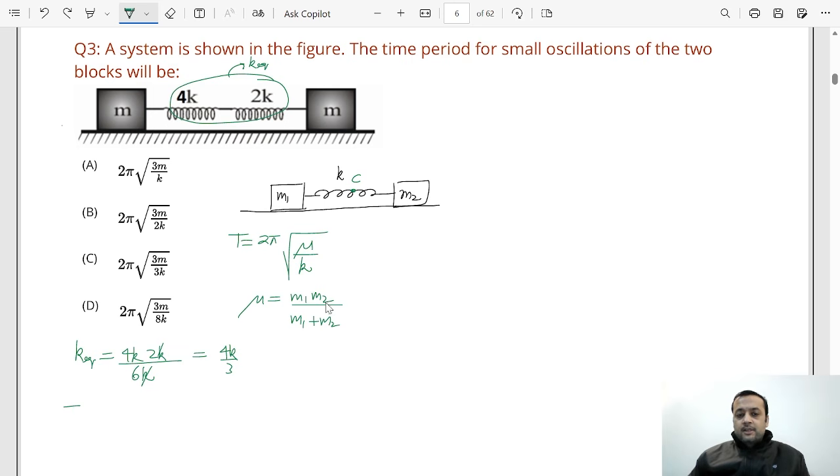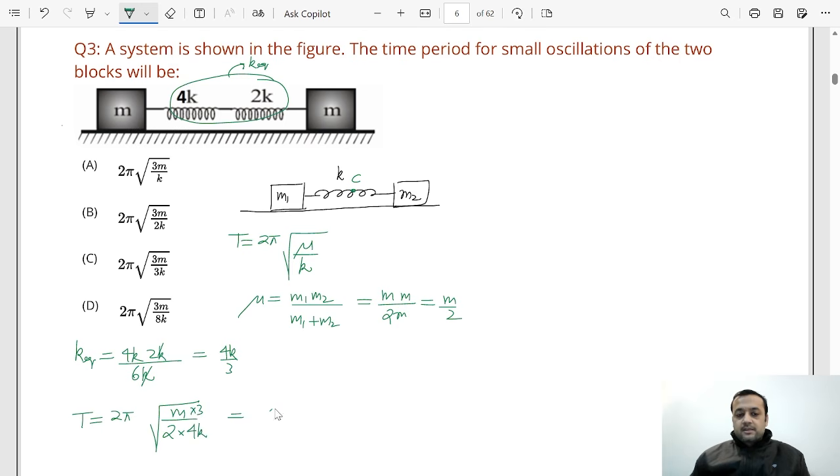what will be the value of mu by the way? So the value of mu in this particular question will be m into m, because both m1 and m2 are equal, divided by m1 plus m2. Okay, that means this becomes m by 2. So that means the time period of oscillations for this particular scenario you can write as T is 2 pi into under root of mu by K. Mu is m by 2. Okay, and K basically will become K equivalent, which is nothing but 4K by 3.